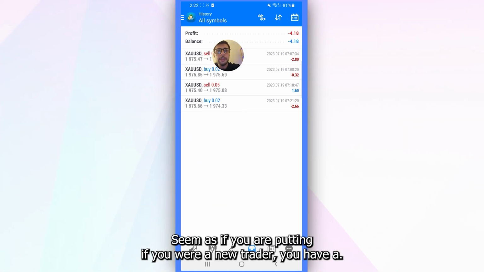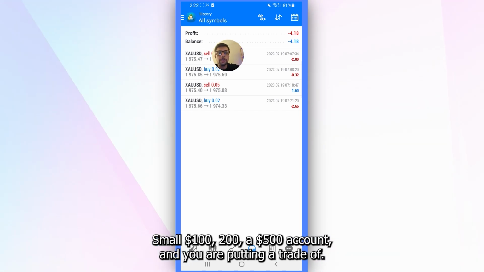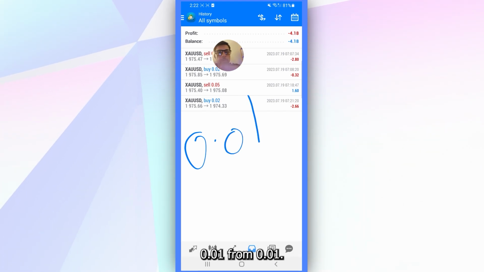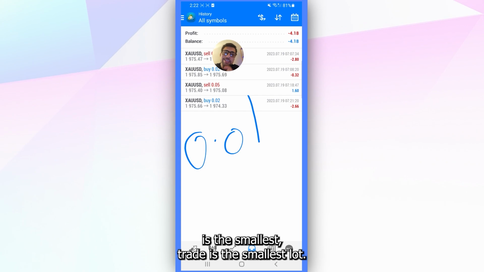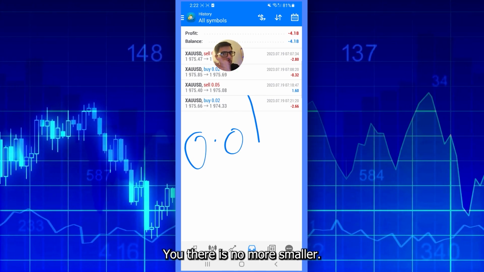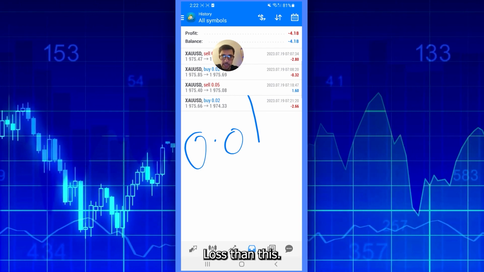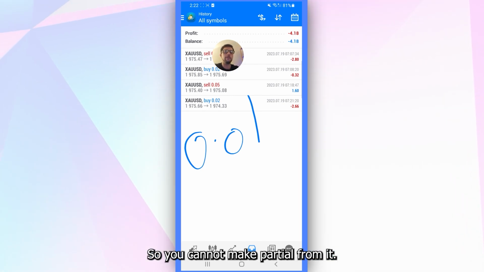Same as if you are a new trader, you have a small $100, $200 or $500 account, and you are putting a trade of 0.01. From 0.01 you cannot take out any partial, because 0.01 is the smallest trade, the smallest lot. There is no smaller lot than this, so you cannot take partial from it.